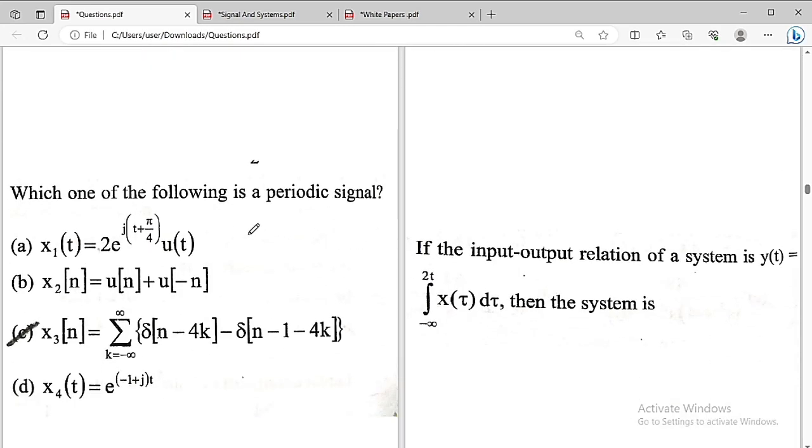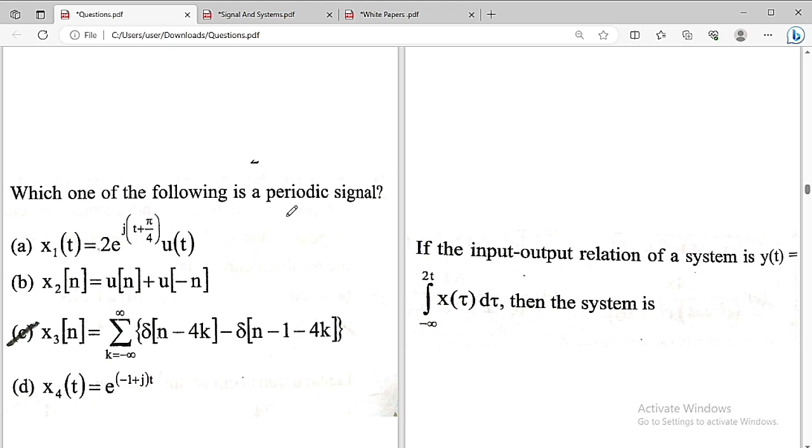See the question here. Which one of the following is a periodic signal? In this question they have given four options, and out of these four signals, we need to figure out which signal is a periodic signal.